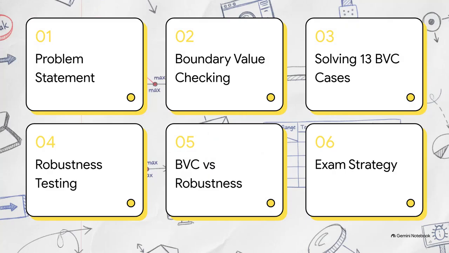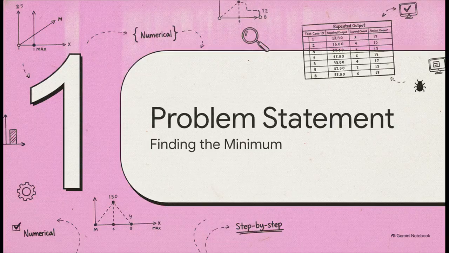Here is a quick look at our agenda for today. We'll start with the problem statement, move into boundary value checking, or BVC, solve the 13 cases, tackle robustness testing, compare the two, and wrap up with a solid exam strategy. All right, let's jump into Section 1, the problem statement, finding the minimum.